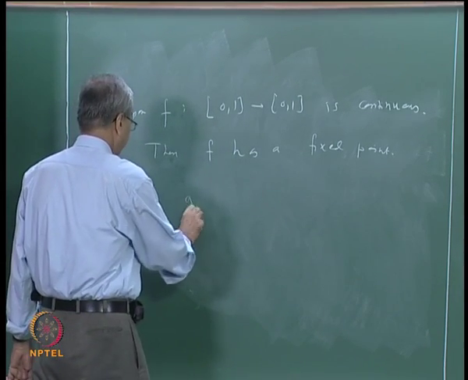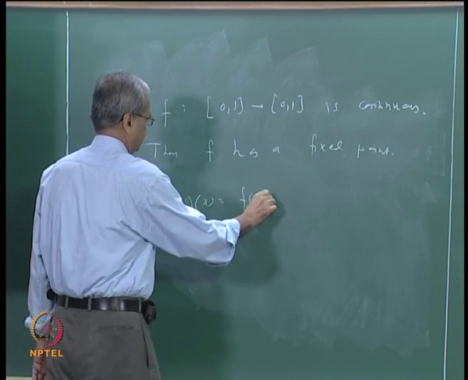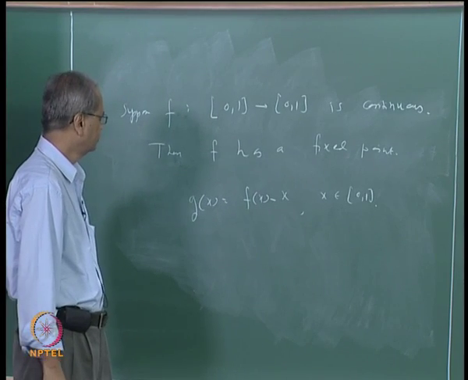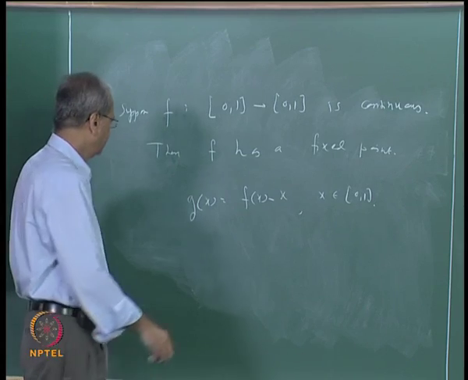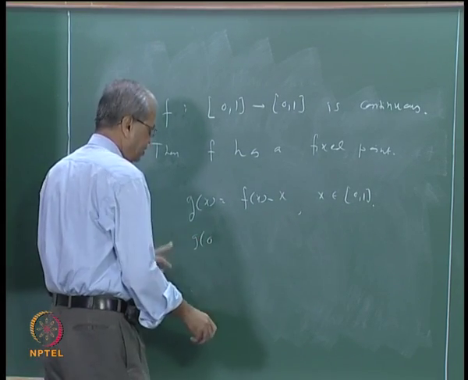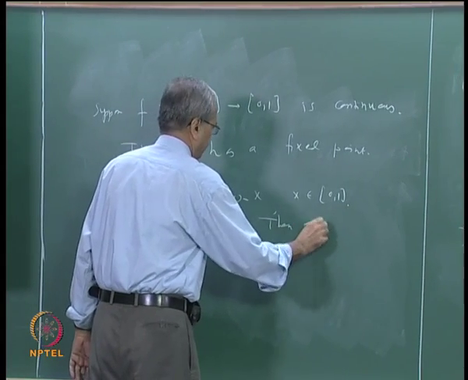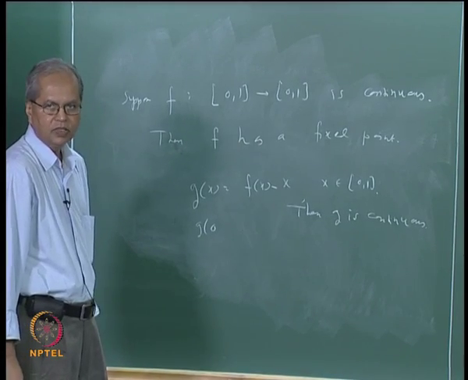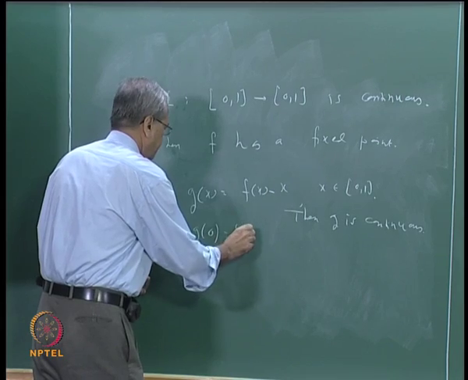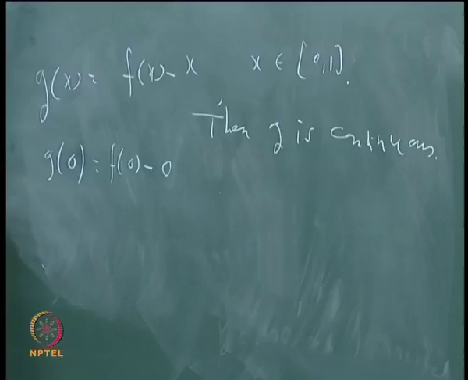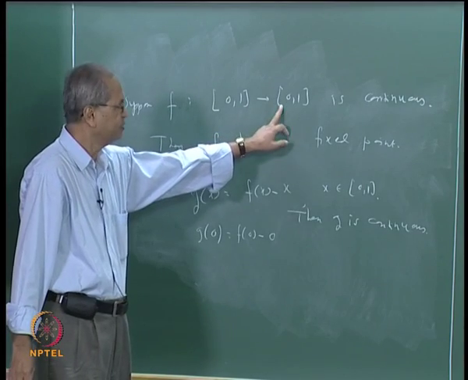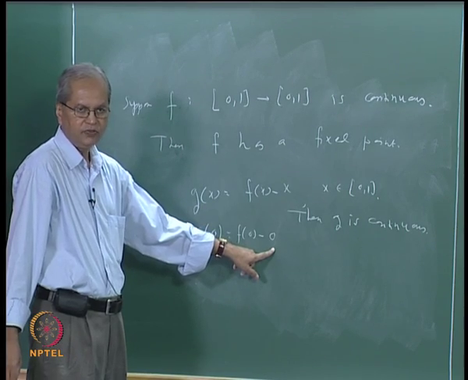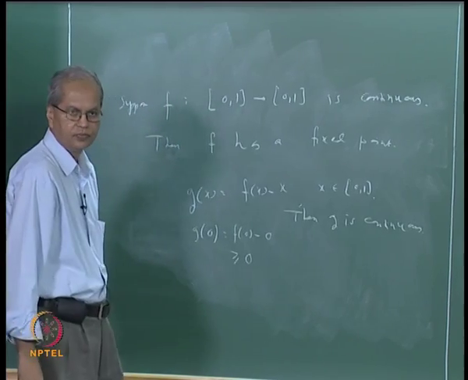We can just consider a function, let us say g(x) = f(x) - x for x in [0,1]. Then what is g(0)? First of all, g is continuous. g(0) is f(0) - 0, and f goes from the interval [0,1] to [0,1], so f(0) is some number lying between 0 and 1. So f(0) - 0 must be bigger than or equal to 0.